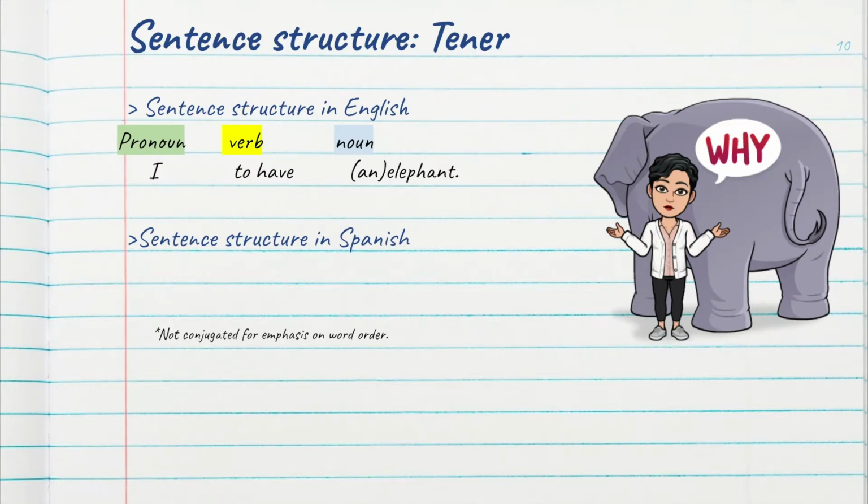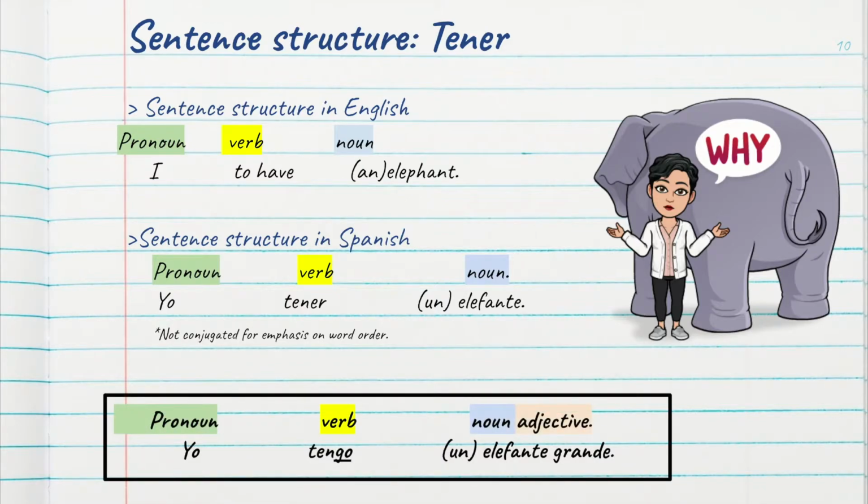So how do we say that in Spanish? It's still going to be pronoun, verb, noun. And that's going to be yo tener un elefante. If you were to conjugate it, you'd know that tener is a go verb. And we add an adjective on this one to say that it's a big one. Es grande. Word order is still the same.